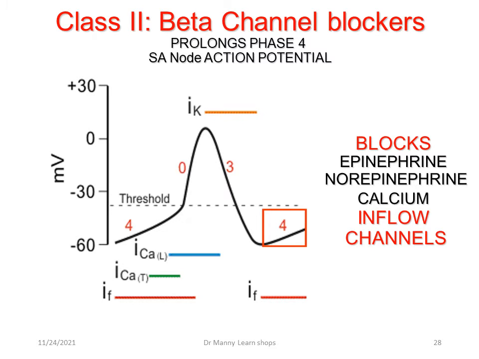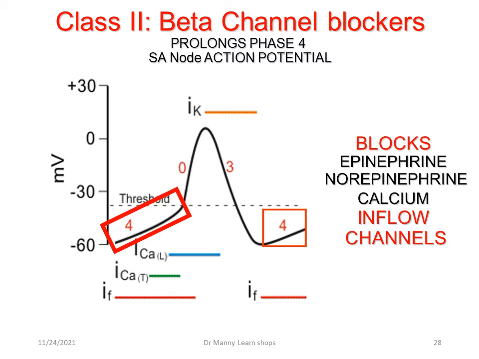Now let's review class 2, which are beta blockers. These prolong phase 4 of the SA node action potential. Basically what they're doing is blocking epinephrine, adrenaline, norepinephrine, noradrenaline, and they're blocking the calcium inflow channels.